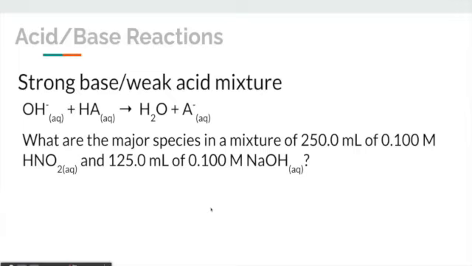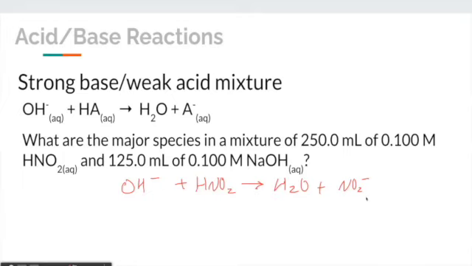This question is asking us, what are the major species in a mixture of 250 milliliters of 0.1 molar HNO2, that's a weak acid, and 125 milliliters of 0.1 molar NaOH. So here the OH- from the NaOH is going to react with the HNO2, the weak acid, and this proton is going to be donated to the OH-, a strong acceptor of protons, and that's going to make water. And then we're going to get NO2-, which is the conjugate base of HNO2.